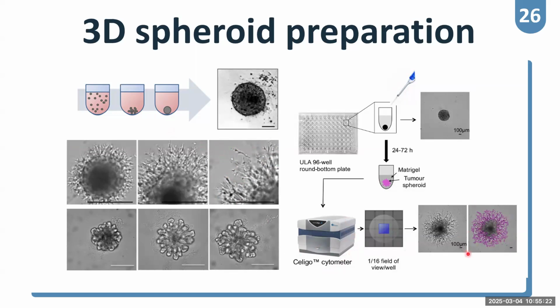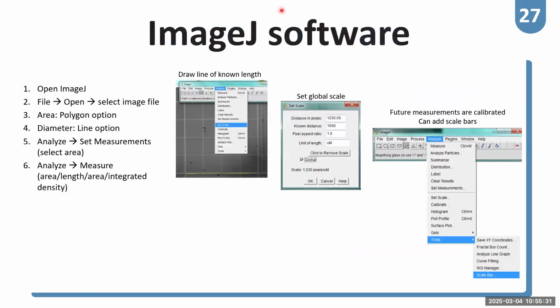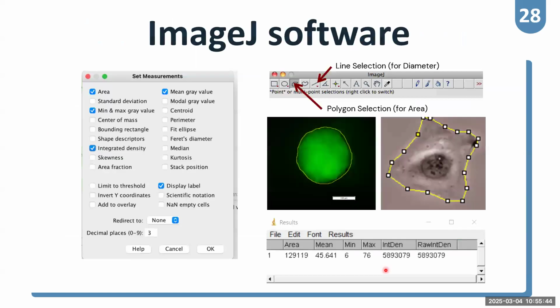We use imaging, like the one I taught you, to determine how far they migrate and how much they proliferate. Okay, this is the image that I mentioned to you in another class, that we can use imaging to measure the size of the spheroid and the size of the invasion and migration area. We can observe not only the size, but also the fluorescent intensity in the spheroid.